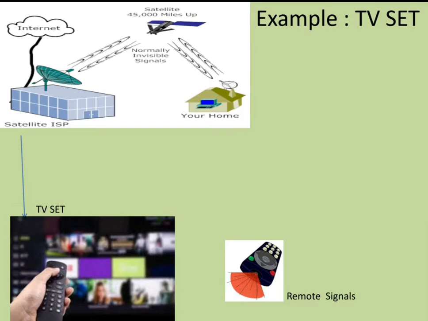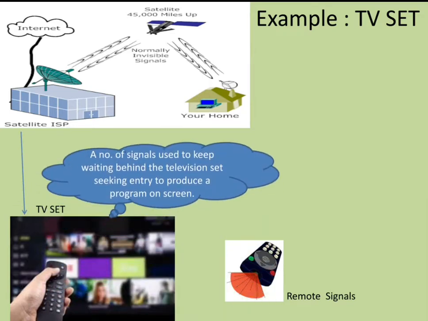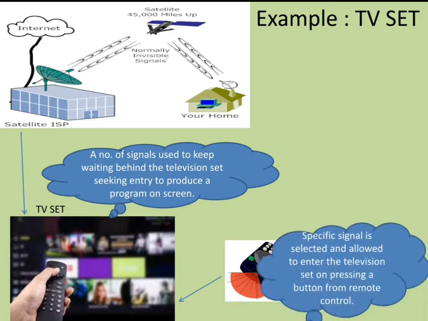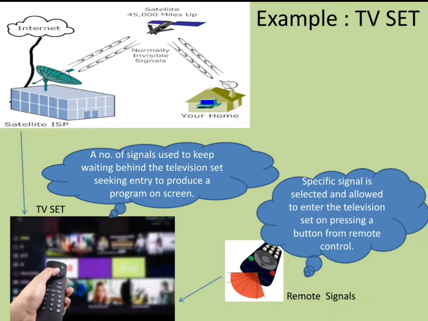The signals of TV channels are passed towards the satellite, and the satellite provides the same channels to our home. And behind it, see the number of signals that keep waiting behind the TV set, seeking entry to produce a program on screen. But it happens when we are pressing a key, when we are pressing a button from our remote control, and then it is possible. Because see, a specific signal is selected and allowed to enter the television set on pressing a button from the remote control.